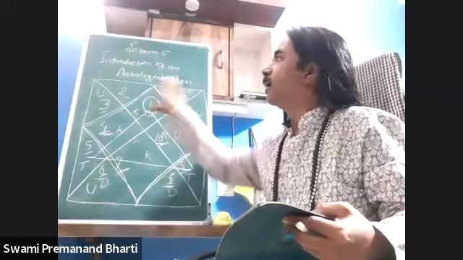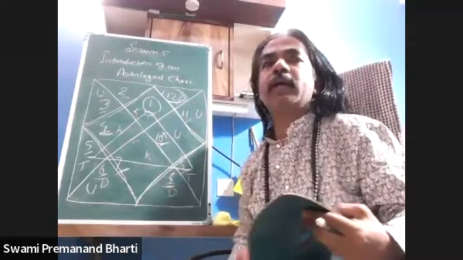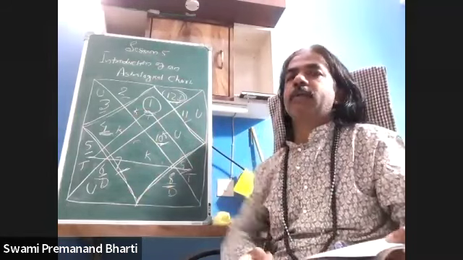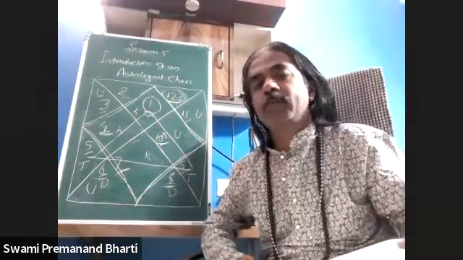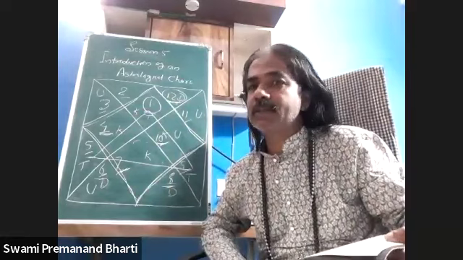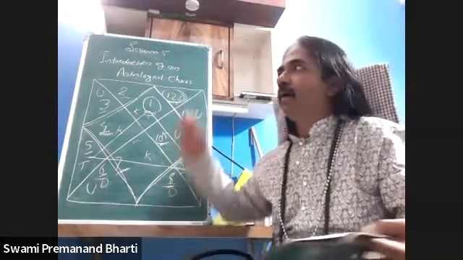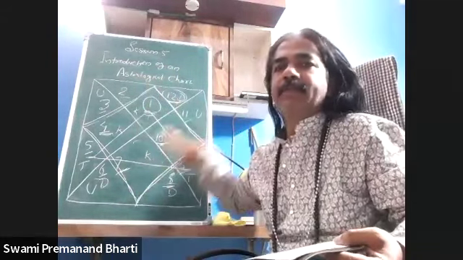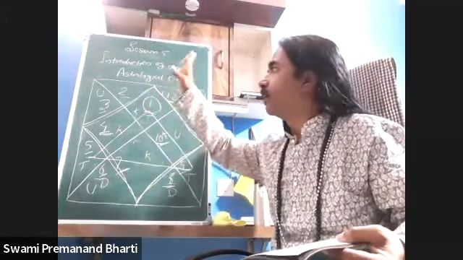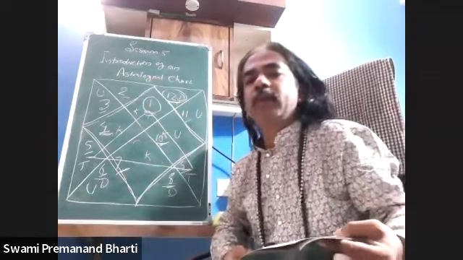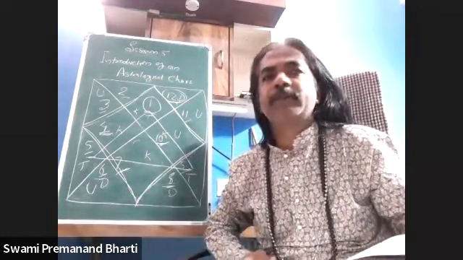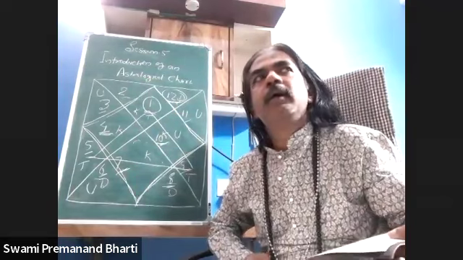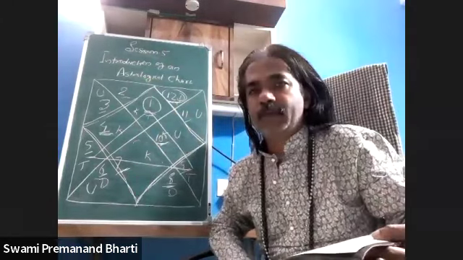Now, why are these houses called Upachaya houses, or houses which grow with time or which give you improved results with time? It is because of the things they represent. Understand? Third house represents your willpower and courage. It represents your communications. Your communications improve with time.